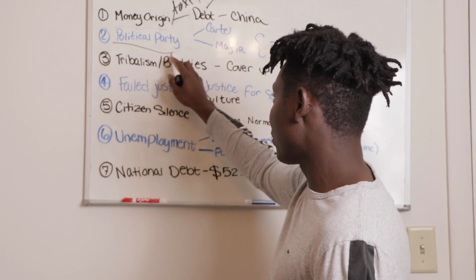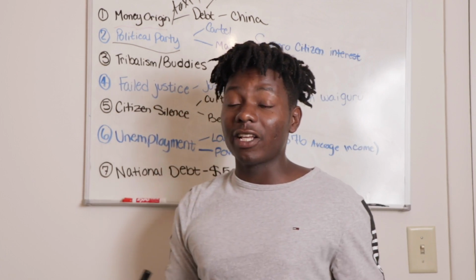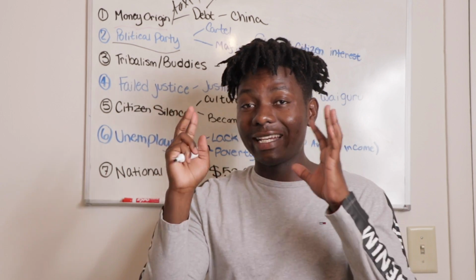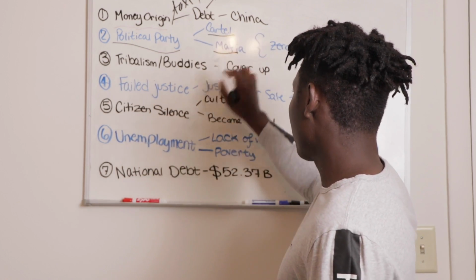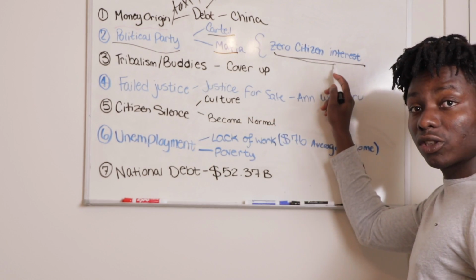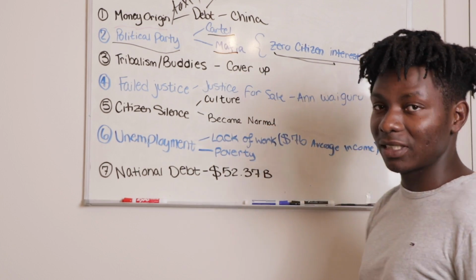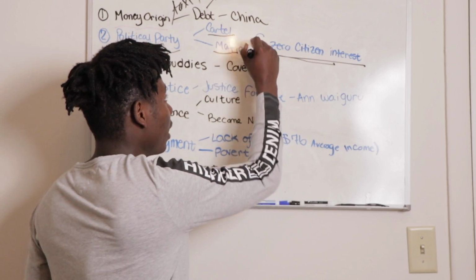The second step is political parties. Political parties in Africa are very, very dangerous, especially in Kenya, because they behave like a cartel or mafia. They have zero interest in the citizen. You know what I'm saying? They don't care about you, they don't care about the citizen. They're only focusing on money. They want to get money.